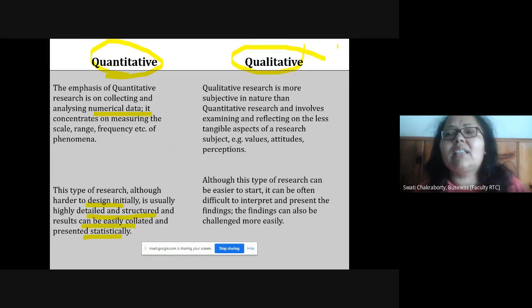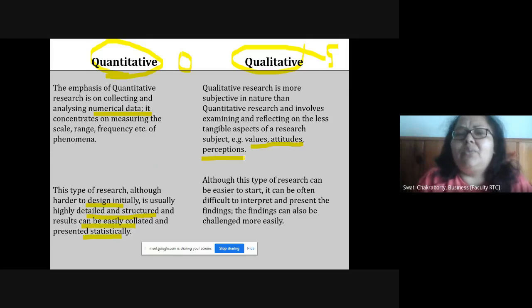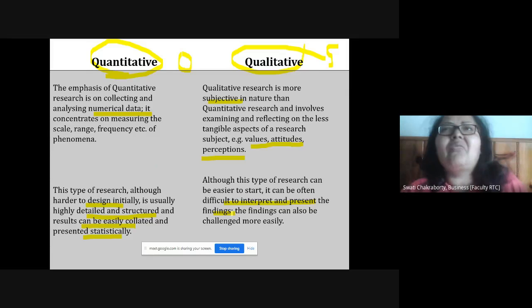Quantitative is objective because it is data. Qualitative is subjective. It depends on how we look into it. Say, it talks about values, attitudes, perceptions. So it varies from person to person how we look into it, right? That's why it's subjective, and so it's easy to go about with it because it's our own views, but it's very difficult to interpret and present the findings because you do not have any definite facts. Certain things can be interpreted in different ways, and these findings are very easy to challenge because there's no calculation data to support you.